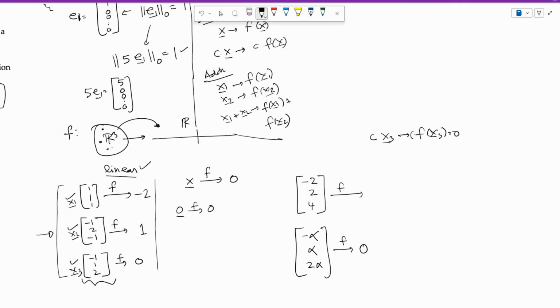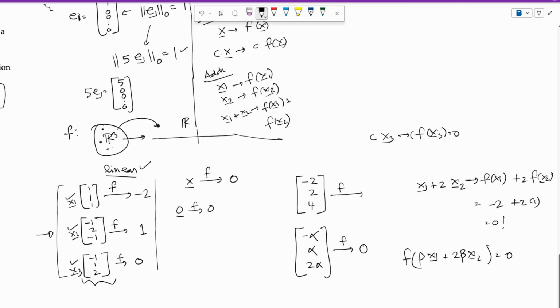Can you use x1 or x2 to produce 0? Will x1 plus x2 produce 0? x1 plus x2? Exactly. If I do x1 plus 2x2, this will produce f of x1 plus 2 times f of x2. That means it will produce -2 plus 2 times 1. It will produce 0. In fact, any beta times x1 plus 2 times beta times x2 will produce 0.